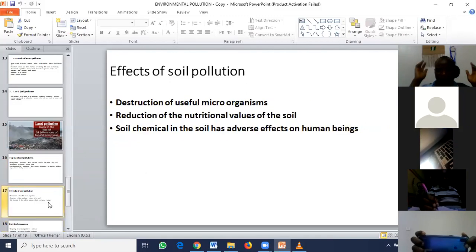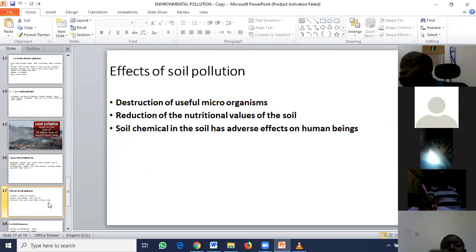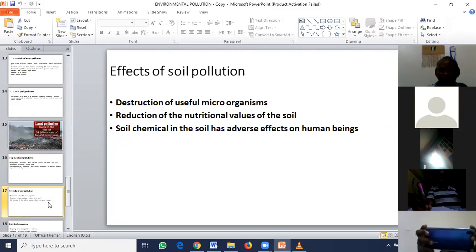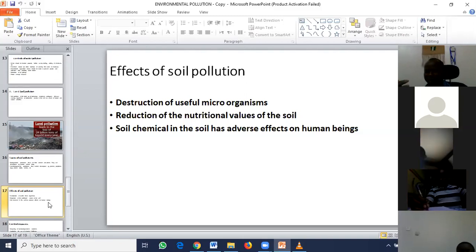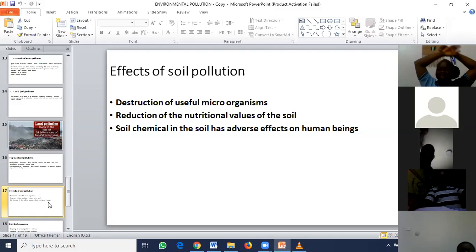The next is effects. What are the results of soil pollution? When our soil is polluted, what happens? One, destruction of useful microorganisms. Microorganisms that take part in decay. Microorganisms that help us to bring about decomposition. You can imagine what would happen if the waste that our forefathers used were still around here. You can imagine how tall they would be in the environment. They will make our environment unsightly. They will be very disgusting.